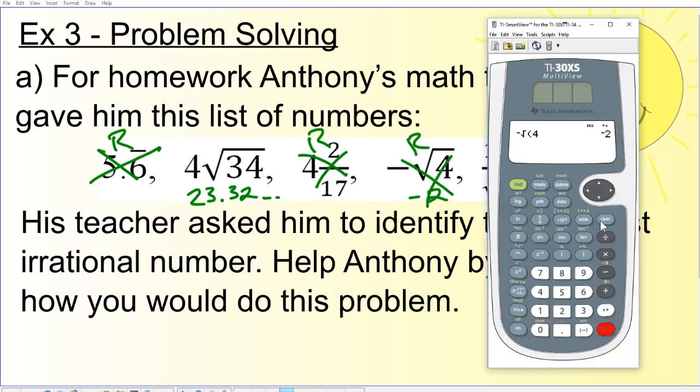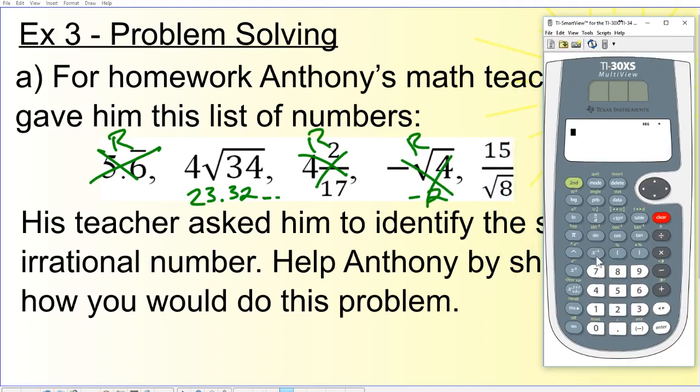15 over square root of 8. Now, I'm going to do this 2 different ways because I'm not sure if the calculator is going to do this right. So I'm going to take 15 divided by the square root of 8. Actually, I'm pretty sure the calculator is going to do that right. The other way to do that, if you're unsure, is to take the square root of 8 and then say, okay, I want to take 15 divided by my previous answer, second answer. And if it works out right, I should still get the 5.3.